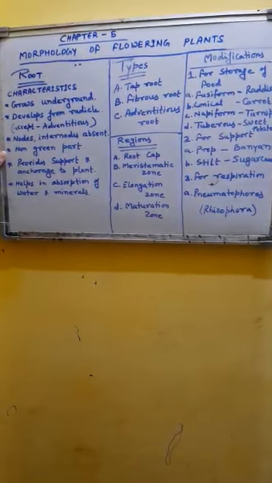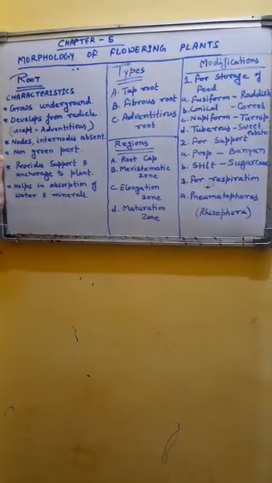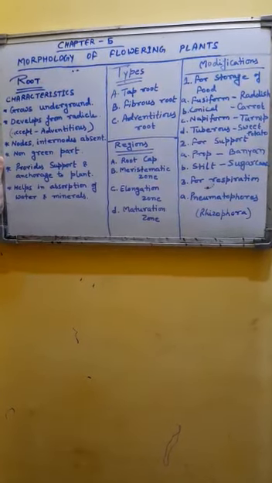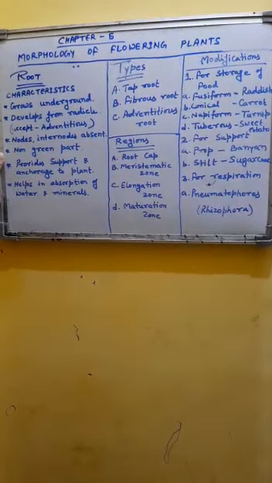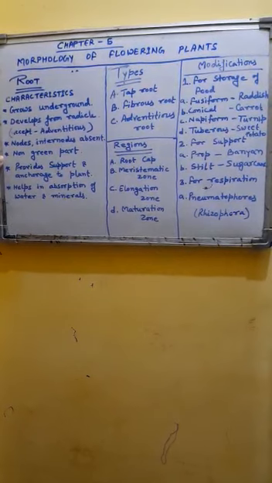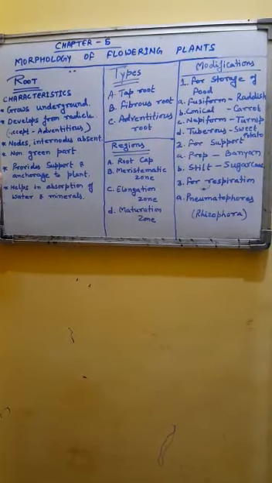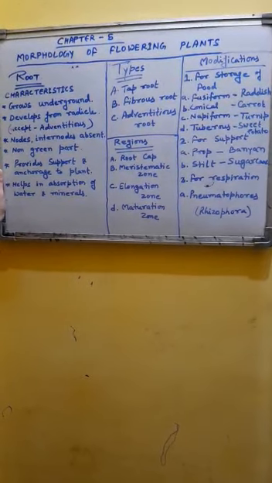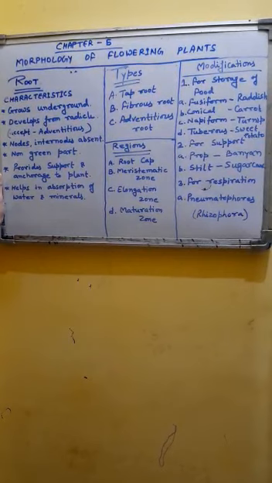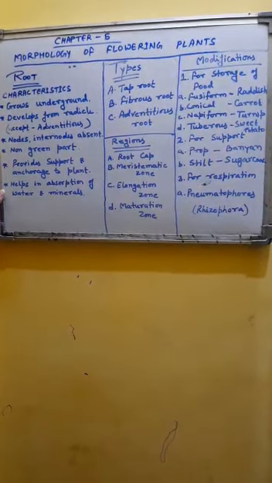Root is the non-green part of the plant. At no time of its life does root contain chlorophyll. Again, in modifications, some roots may contain chlorophyll, that we will be discussing later on. Root provides support and anchorage to plant. Its main function is to provide support and anchorage to plant. It keeps the plant fixed in the soil.